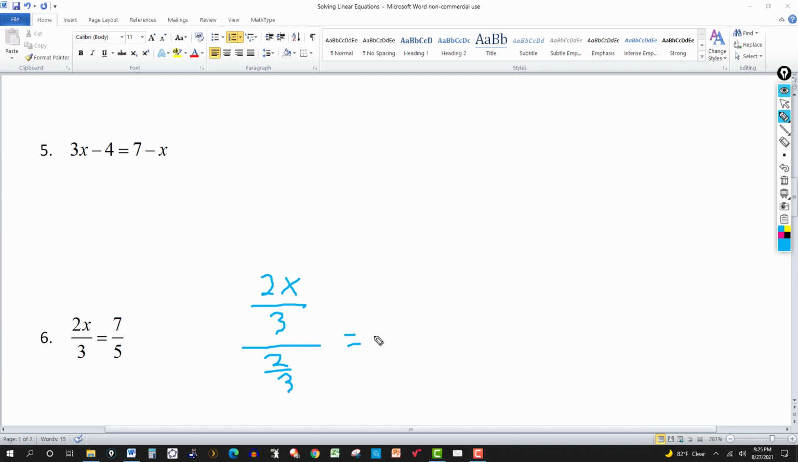And then on the other side, I have 7/5. And divide that also by 2/3. Okay. So on the right side, we're dividing 7/5 by 2/3. So the 2/3 here and the 2/3 here divide out. That just gives me an x. And that's going to equal 2. And then on the right side, I have 7/5 divided by 2/3. That's division. So keep in mind that when you're dividing fractions, you invert and multiply. So this becomes, invert the divisor 2/3, make it 3/2.